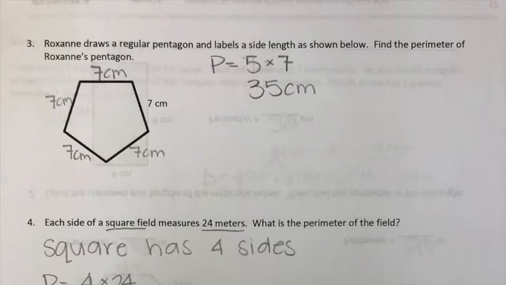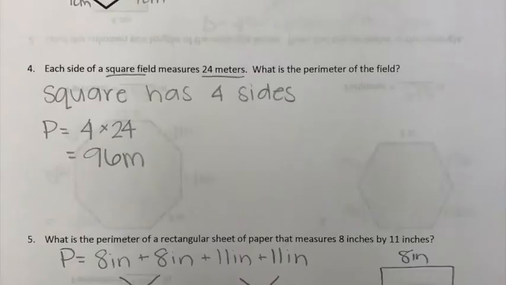For the next few, I'm deciding to do multiplication. So this pentagon has sides of 7 centimeters. I know that a pentagon has 5 sides, so I've decided to do 5 times 7, the number of sides times the length of the sides. So 5 times 7 is 35, so the perimeter is 35 centimeters. For 4, I know a square has 4 sides. So if each side is 24 meters, I can multiply 4 by 24 meters, the number of sides by the length of the side, and 4 times 24 comes out to 96, so the perimeter is 96 meters.